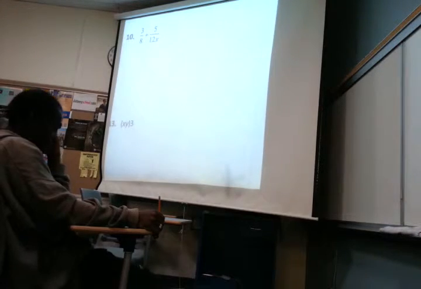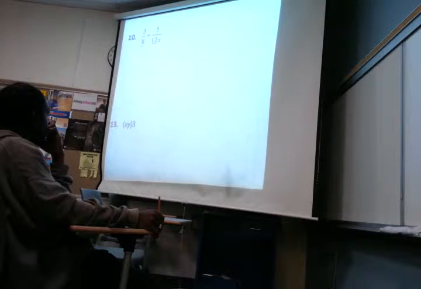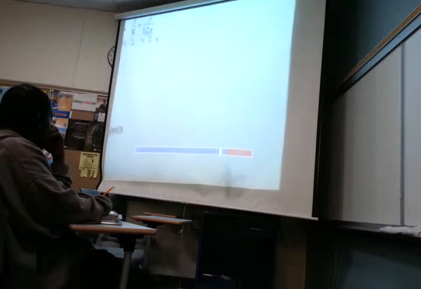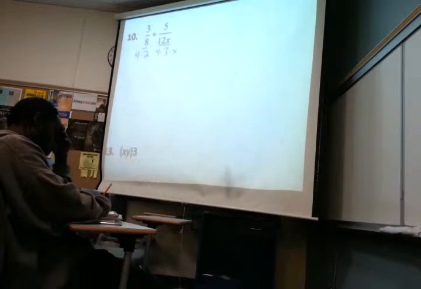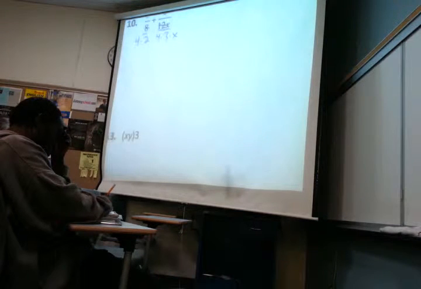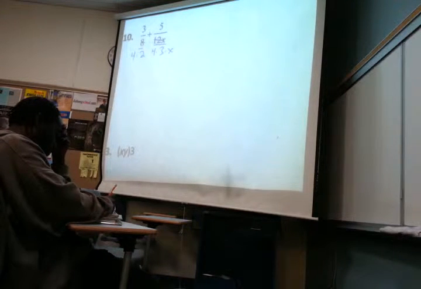Number 10. Look at the numbers. Where do the numbers agree? 24, right? Because 8, if you want to do it this way, is 4 times 2. 12x is 4 times 3 times x. You guys with me? So now you just look at it the same way we did before. What is that first student missing? An x and a 3. So you get those both to him.